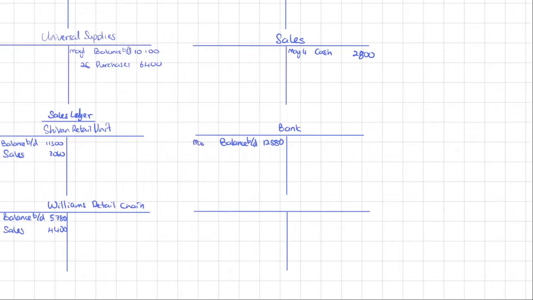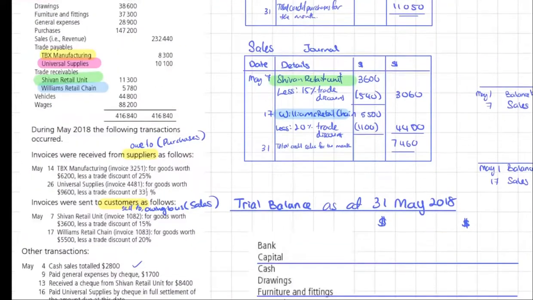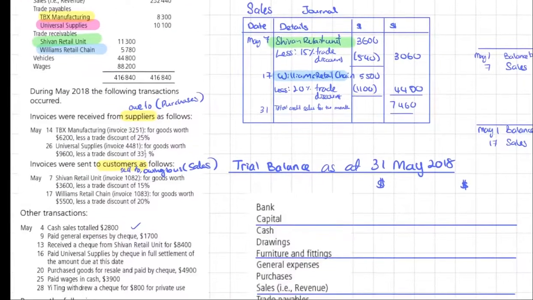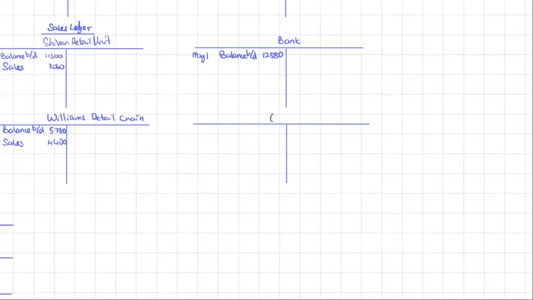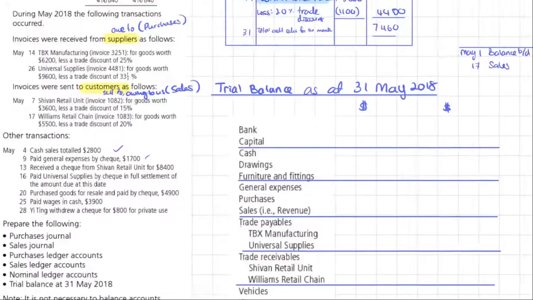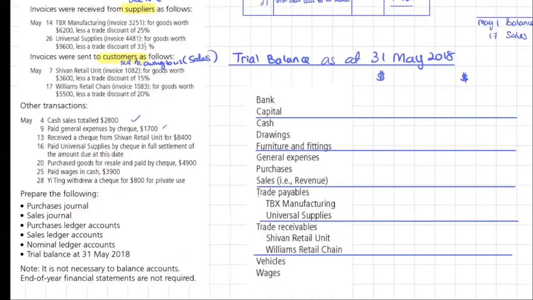And then we got name first. General expenses 1,007. $1,007 from bank. Then it's May 9th. General expenses 1,700. Okay, done. Receive a check from Shivan retail unit 8,400.